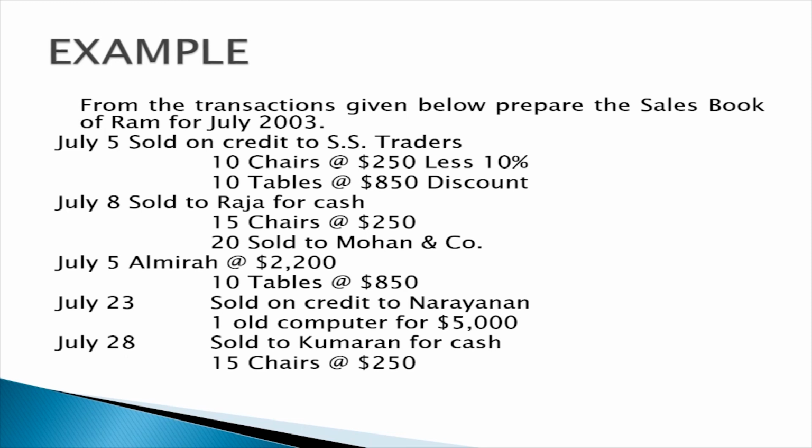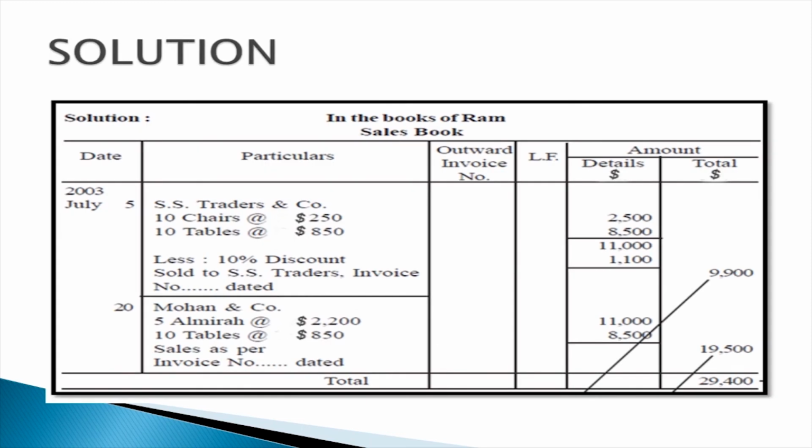Now let's have a look on the solution. On July 5th, sold 10 chairs and 10 tables at $250 and $850 respectively to SS traders at 10% discount. So we will write $2,500 and $8,500 in details, that becomes $11,000, and we will subtract 10% discount, that is $1,100 from it. So the total becomes $9,900.